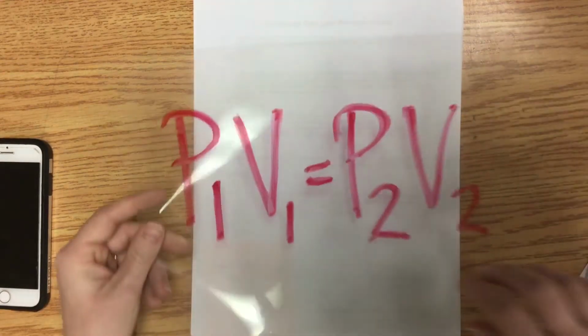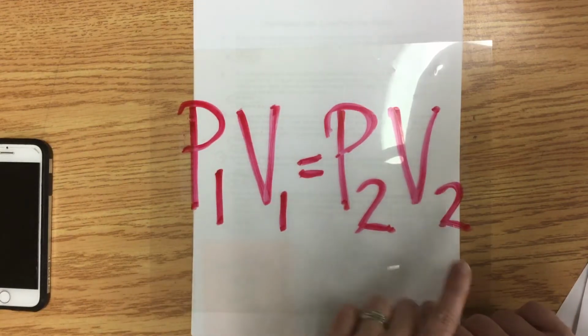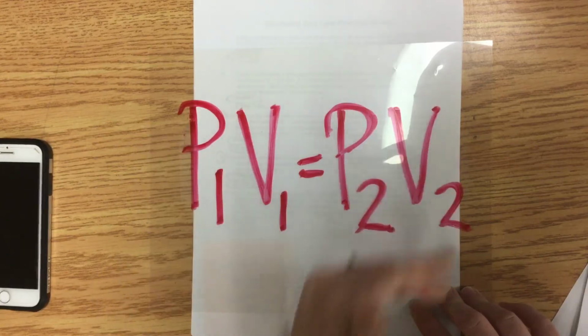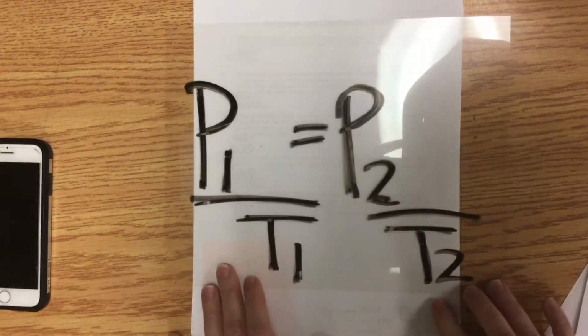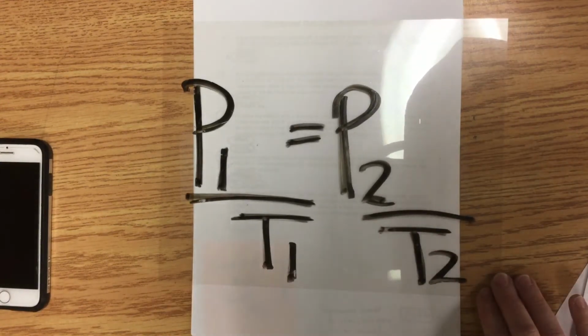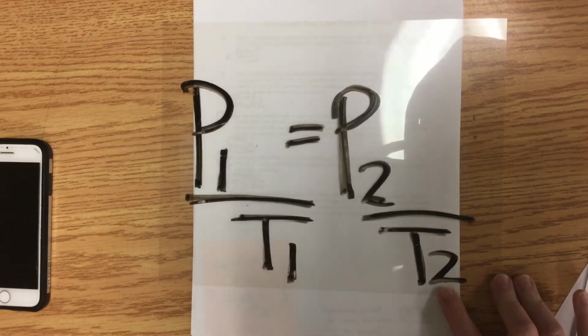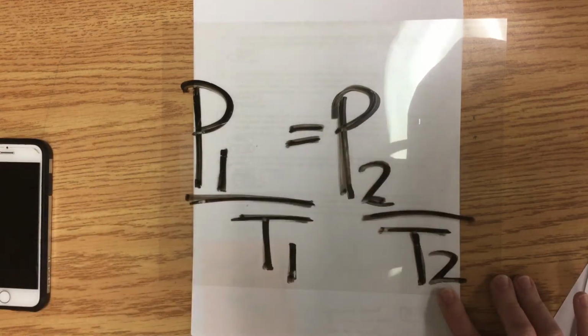Okay, we're going to set this to the side for a second and remind ourselves that we've learned 3 gas laws so far. We learned P1V1 equals P2V2, an inverse relationship. If the pressure goes up, then the volume will go down. We also learned P1 over T1 equals P2 over T2. The temperature had to be in Kelvin, and this was a direct relationship. If the temperature goes up, the pressure will also go up.